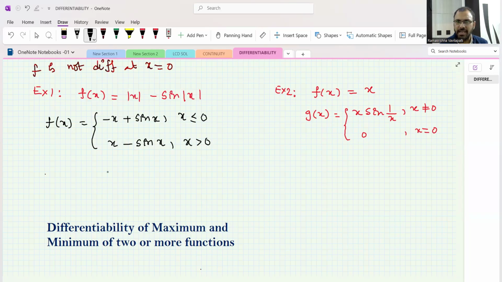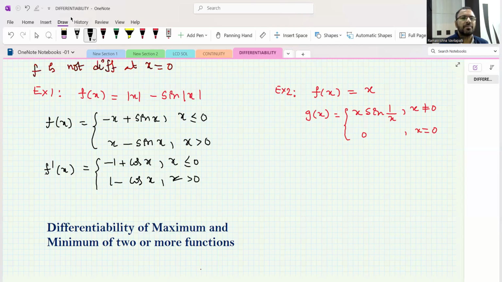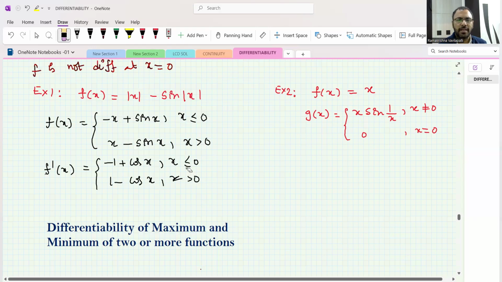Anyway, this is a continuous function. So now what is f dash of x? You will get minus 1 plus cos x for x less than 0, and 1 minus cos x for x greater than 0. Here you do not include the equality.